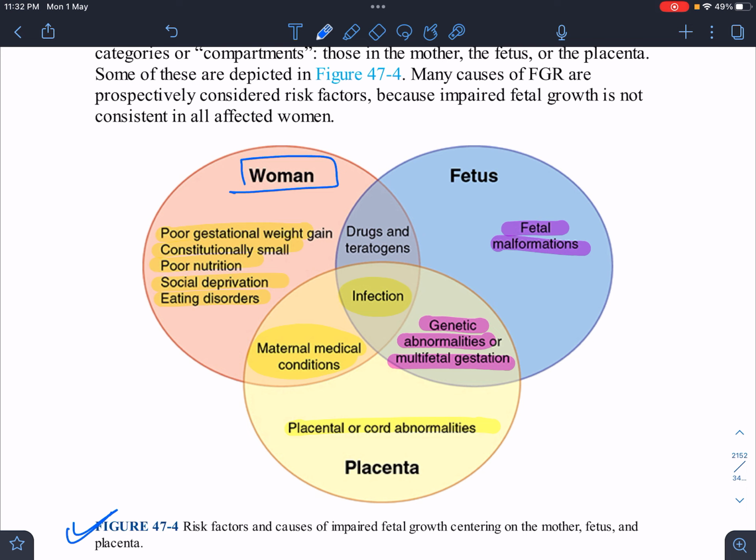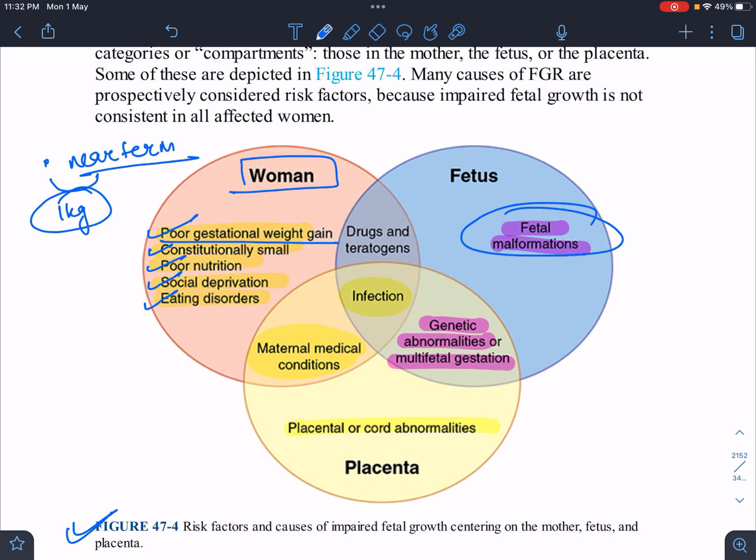As per the lady, poor gestational weight gain. She's coming to you for pregnancy, she should be getting 10 to 12 kgs. Okay, and she should at least gain 1 kg every week when she comes, especially near the term. If that is not happening, that can lead to FGR. If initially also you're suspecting poor weight gain, you can suspect nutritional deficiencies. If the lady herself is short in height, nutrition is poor, there is social deprivation, there are eating disorders like bulimia, etc., then you can suspect FGR.